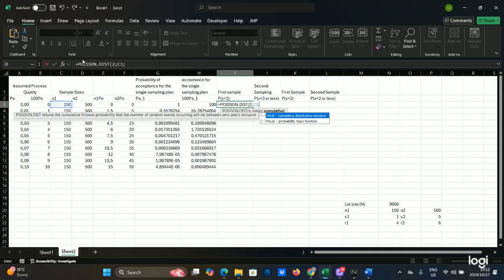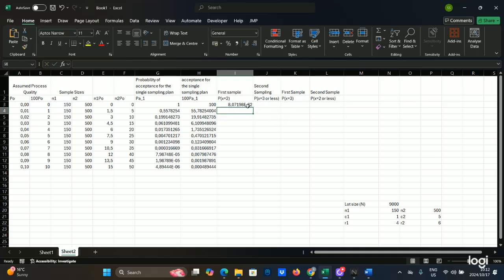Your cumulative is going to be false, right? So you're looking for the probability at exactly that point. So the cumulative is going to be false, and then you close your brackets and press equals.